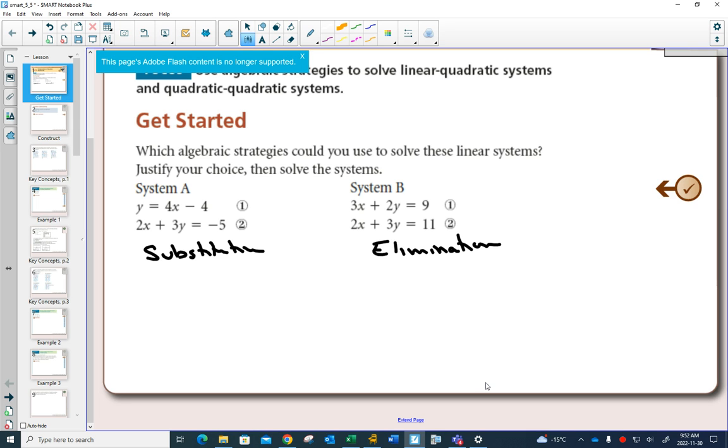Can you see in equation 1, the y is already by itself? So then you could go to equation 2, rewrite it, 2x plus 3, but instead of writing y, we would write and substitute in 4x minus 4. Now we just have one equation with one variable. So the algebra is back to grade 9 algebra.